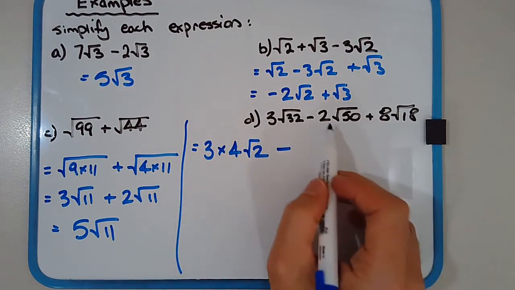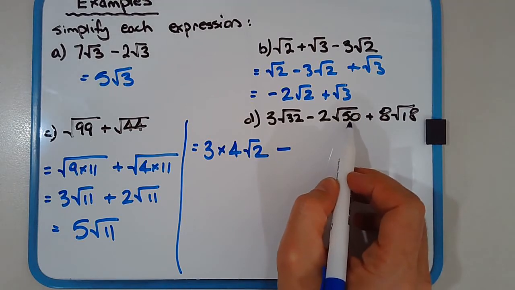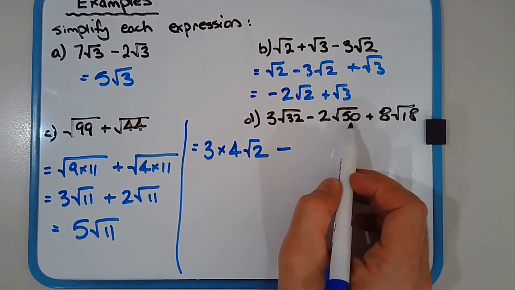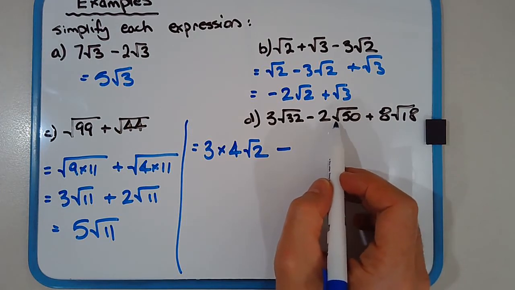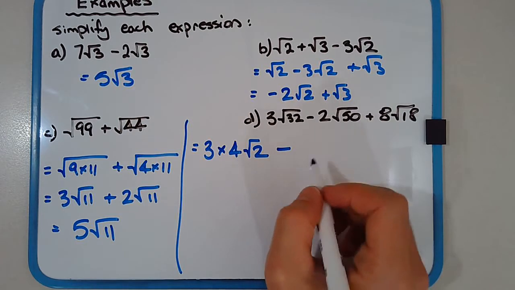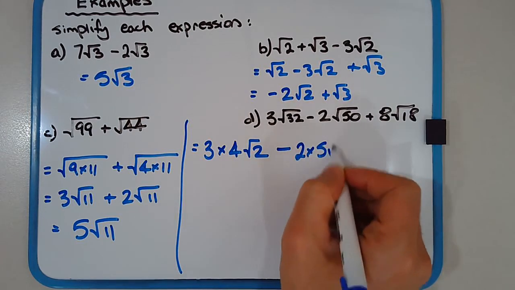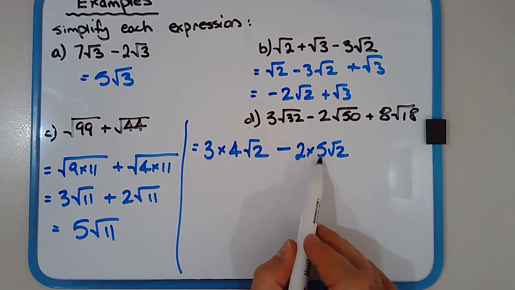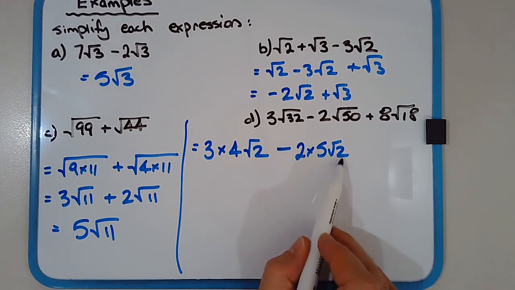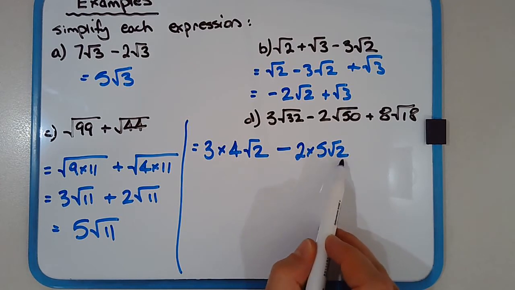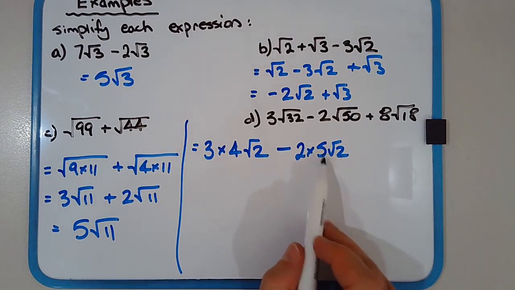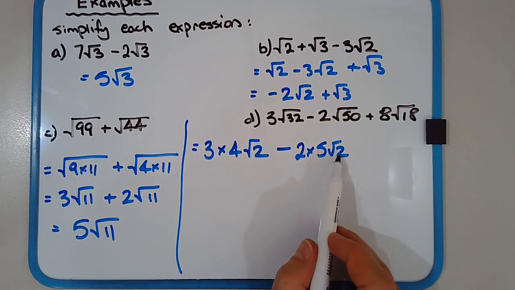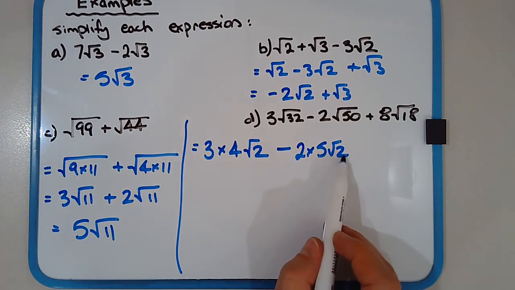Minus 2 root 50. Well, 50 is a product of 25 and 2. So 50 does have a square factor, the factor 25. Square root of 25 is 5. So that's going to be 2 times 5 root 2, okay? Think about it like this. If you bring the 5 back inside the surd, the 5 becomes 25. You have to square it when you bring it back inside the surd to undo the operation of the square root. So 25 times 2 gives you 50.